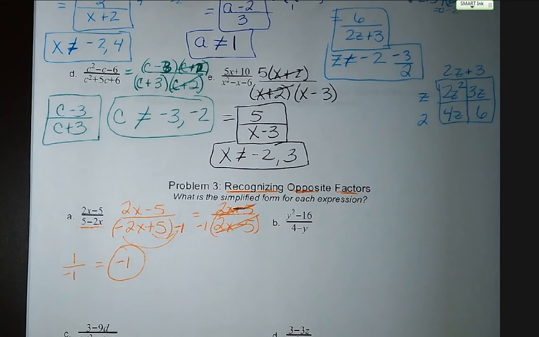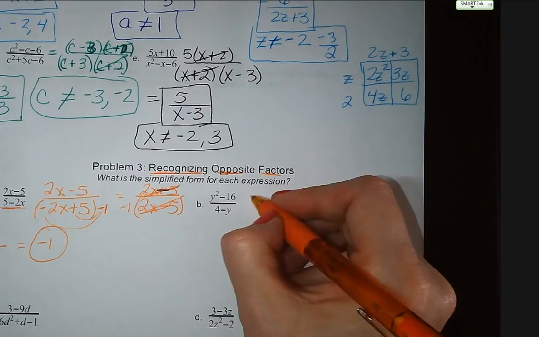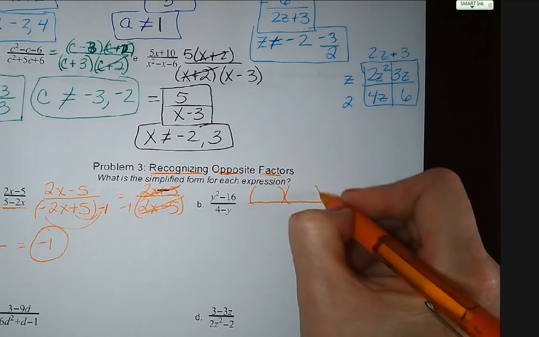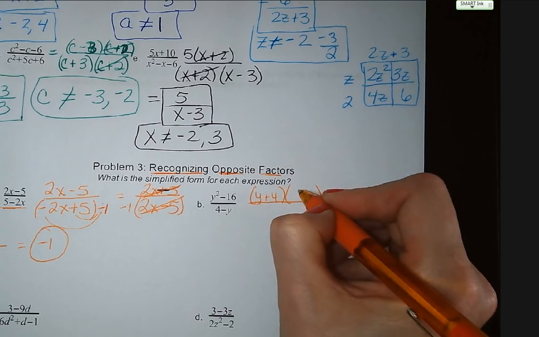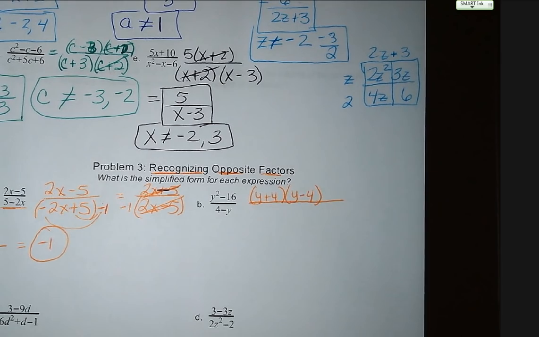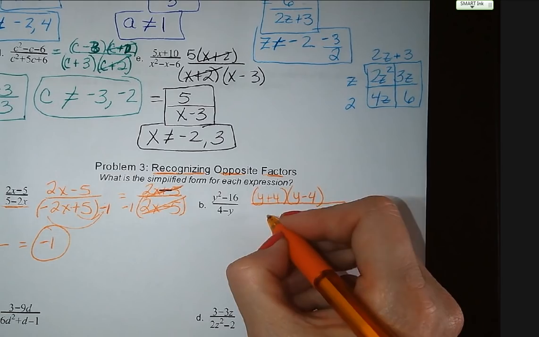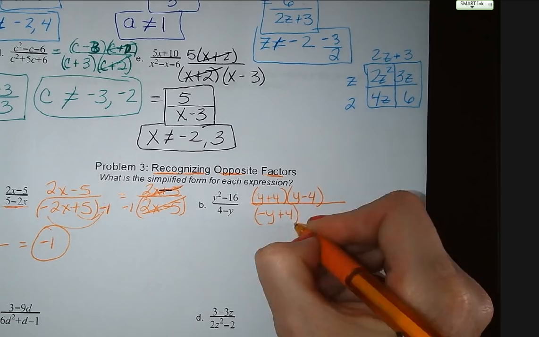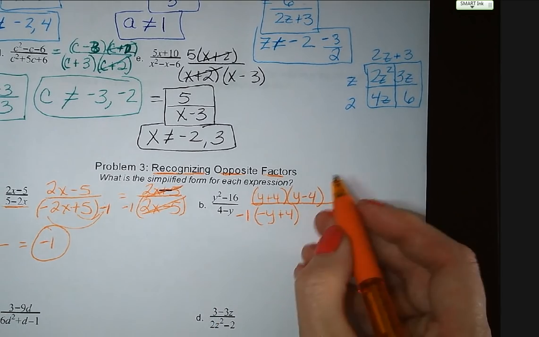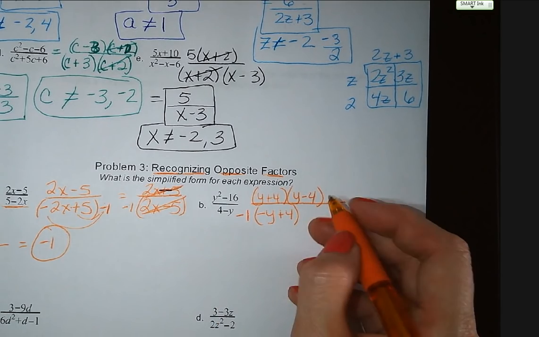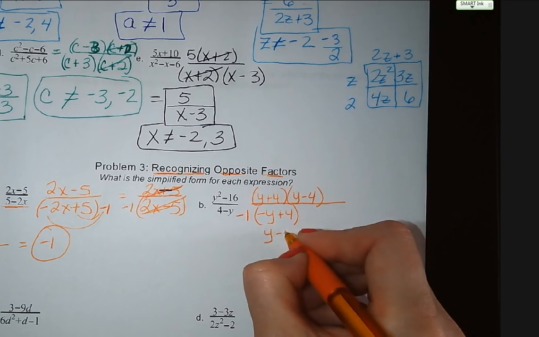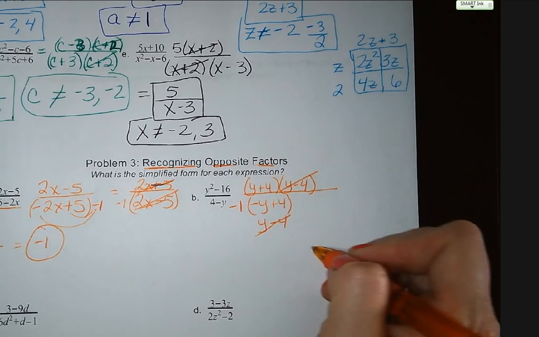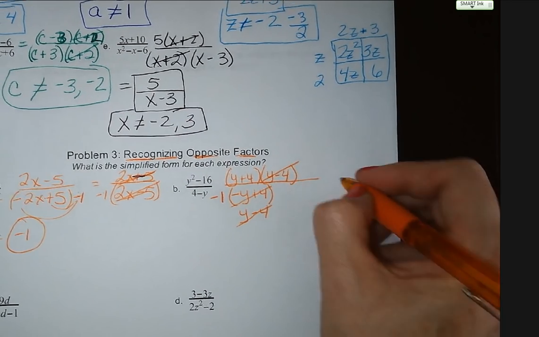Okay, let's do that one again. So y squared minus 16, that's the difference of perfect squares if I ever saw it. So that's y plus 4 and y minus 4 over, well, if we rewrite that, it's negative y plus 4. So if we factor out a negative from that, we're going to get y minus 4, which cancels out. And so we're left with y plus 4 over negative 1.